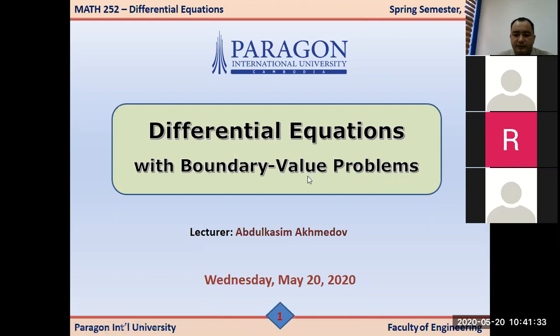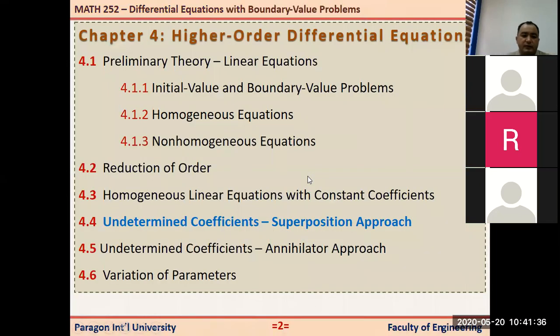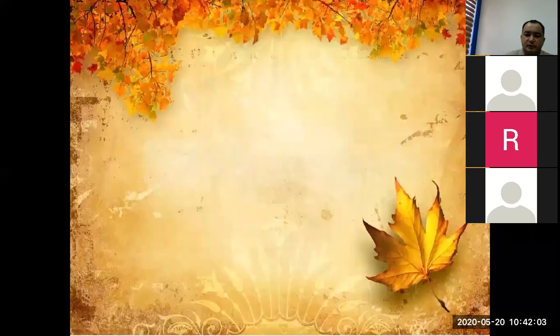Guys, let's continue. As I told you yesterday, we will continue with 4.4 undetermined coefficients, superposition approach, and 4.5 undetermined coefficients, annihilator approach. I will skip this since actually they do the same thing, but just 2 different methods. You can study yourself, but I'm not going to ask any question from 4.5. If you're interested, you can learn it. So today we will talk about undetermined coefficients, superposition approach.